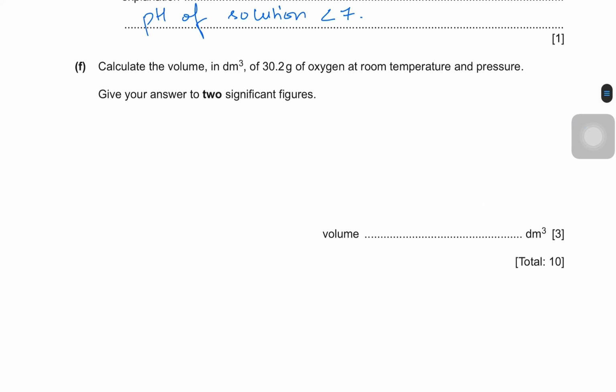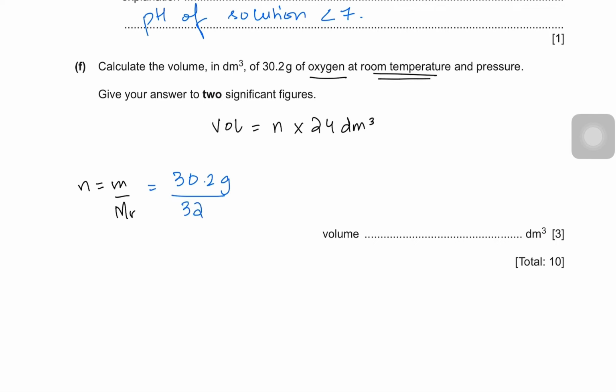Calculate the volume in decimetre cube of 30.2 gram oxygen at room temperature and pressure. So we know one thing, that volume is equal to moles times 24, because they have mentioned room temperature and pressure, so that is 24 decimetre cube. But how many moles are here? Mole is equal to mass over Mr, since it's oxygen. 30.2 gram oxygen should be divided by 32, which is the Mr. So the number of moles turns out to be 0.944.